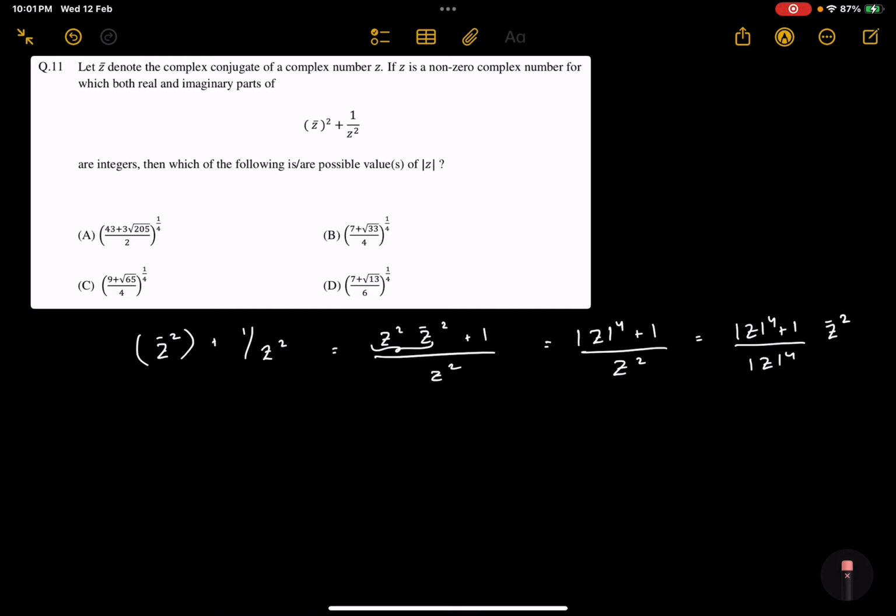Now notice that replacing z bar by z, nothing will change, because at the end we are asked for the possible values of mod z. So to proceed further, we'll just ignore this. So this is not equal to this though, but we can just analyze this. So we have 1 plus 1 upon 4 into mod square equals a plus iota b.